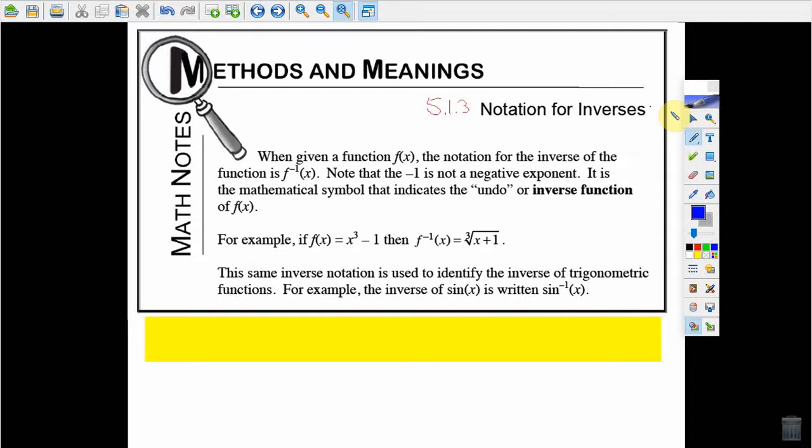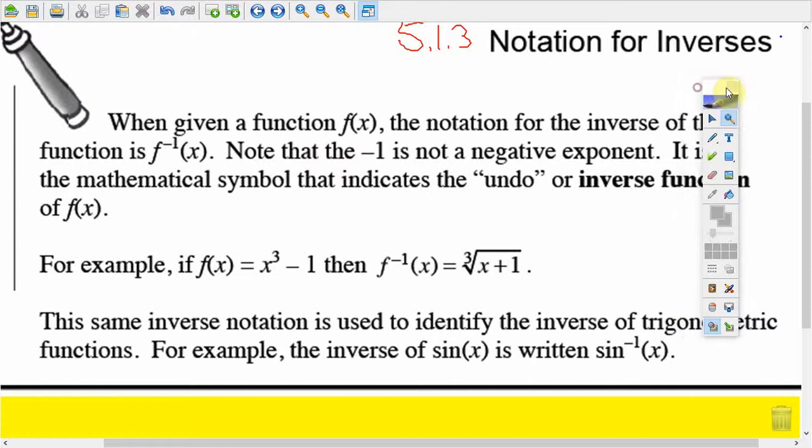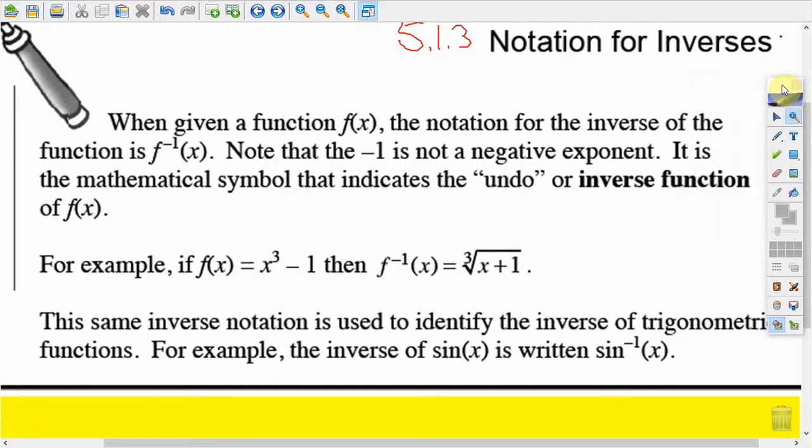So real quick, it says, when given a function f of x, the notation for the inverse of the function is f of -1 of x. Note that the -1 is not a negative exponent. It's the mathematical symbol that indicates the undo or inverse function of f of x. They give us an example here that says, if f of x equals x cubed minus 1, then the inverse equals the cube root of x plus 1.